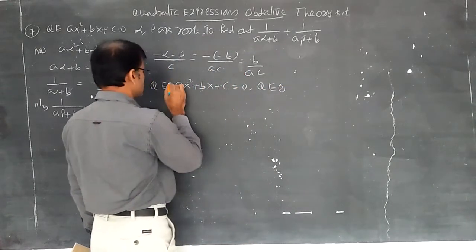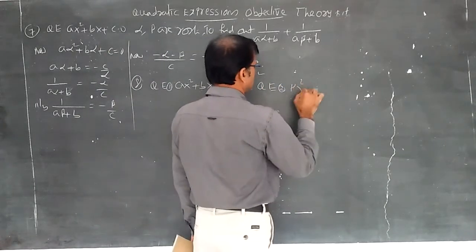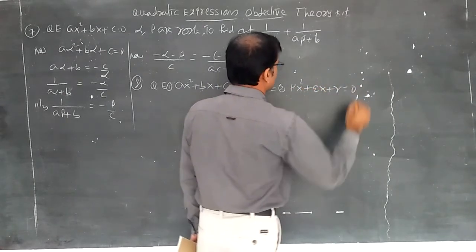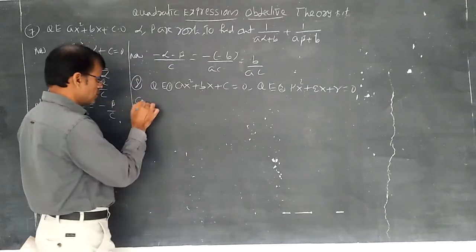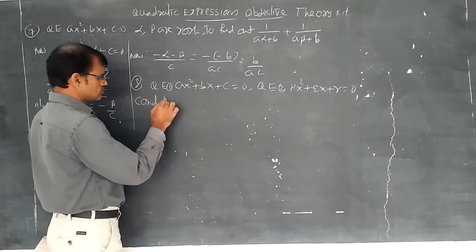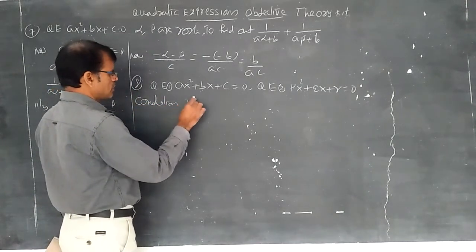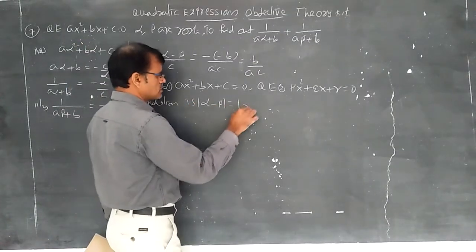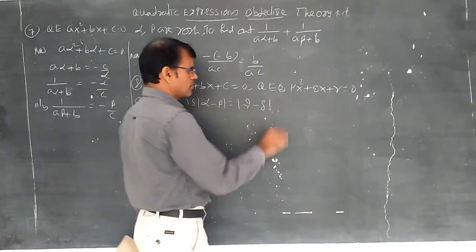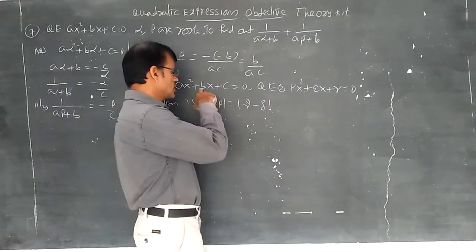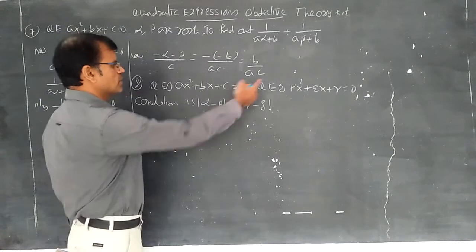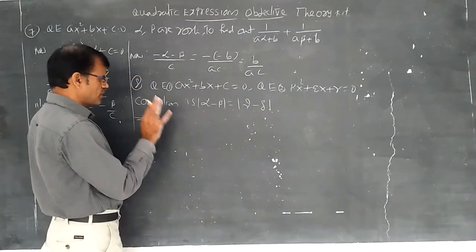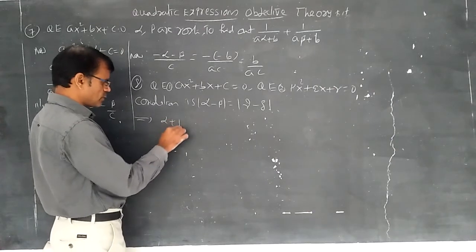This is QE1. QE2: px square plus qx plus r equal to 0. The condition is modulus of alpha minus beta is equal to modulus of gamma minus delta. If we take alpha, beta as roots of this one, and gamma, delta as roots of this one, then that implies one thing you should observe here.